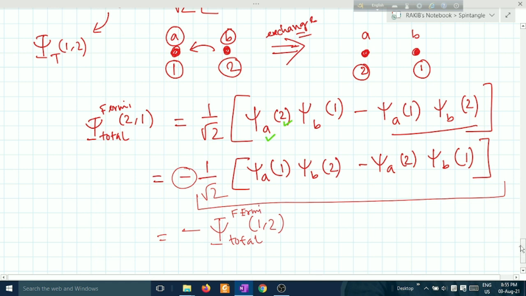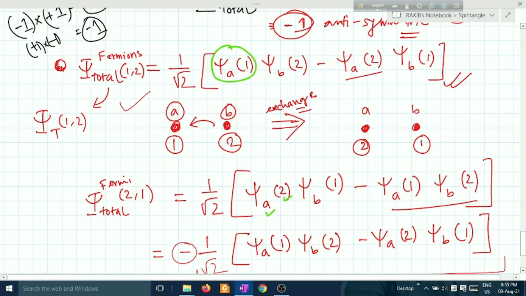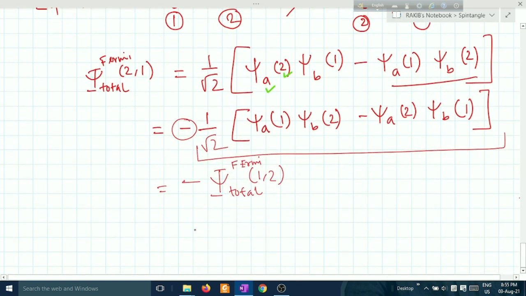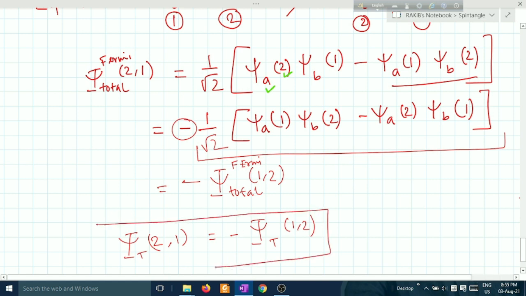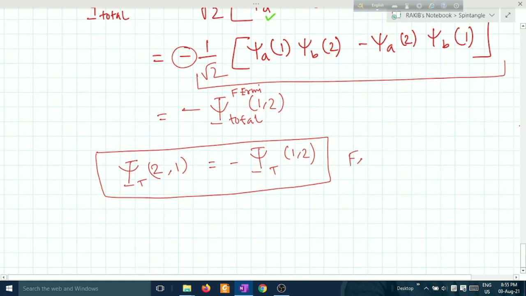This is the wave function, and this wave function is like this. This means psi total 2 1 becomes minus psi total 1 2. This is an important property of Fermi exchange. Under Fermi particle exchange, we get a negative sign here. This is the antisymmetric wave property.